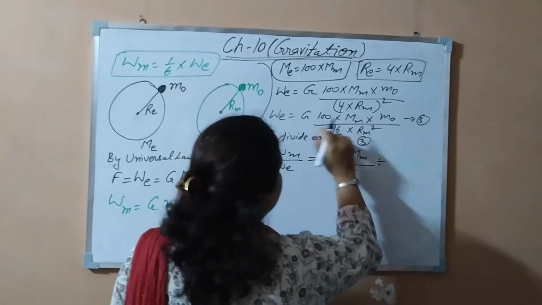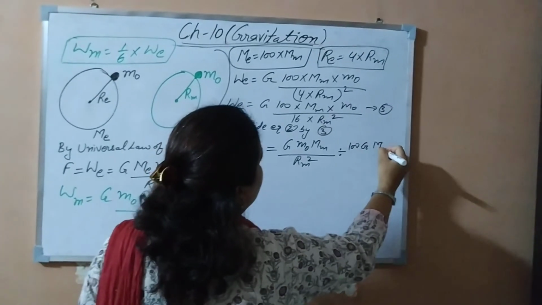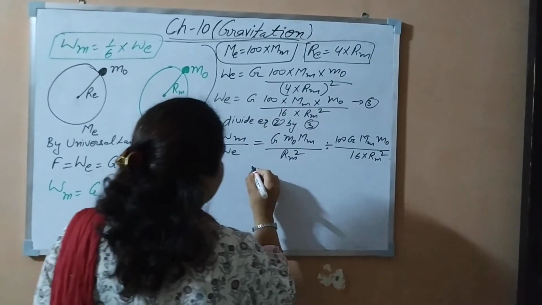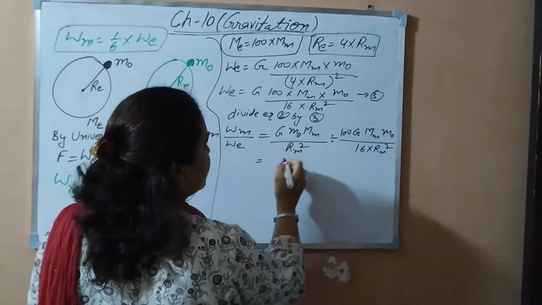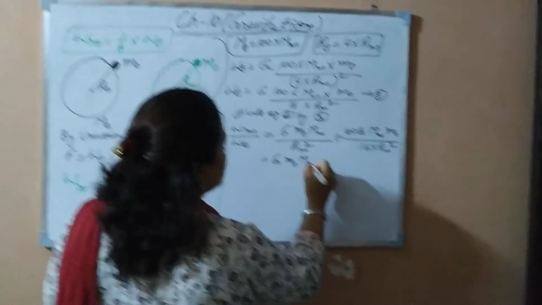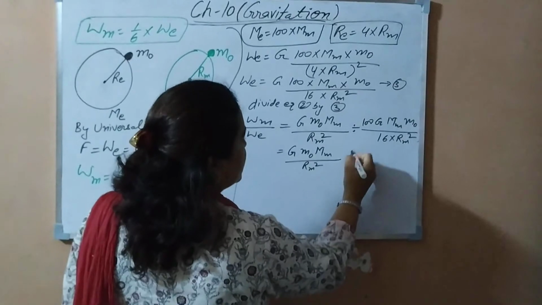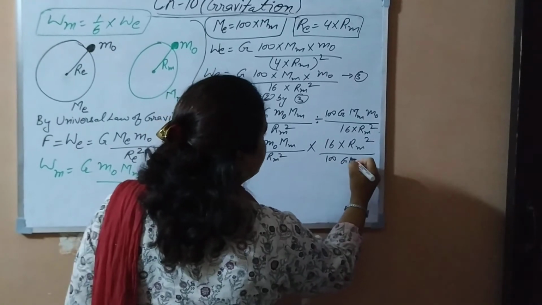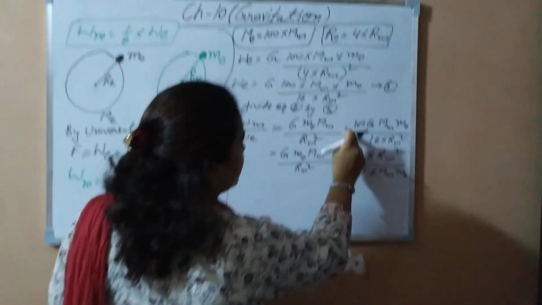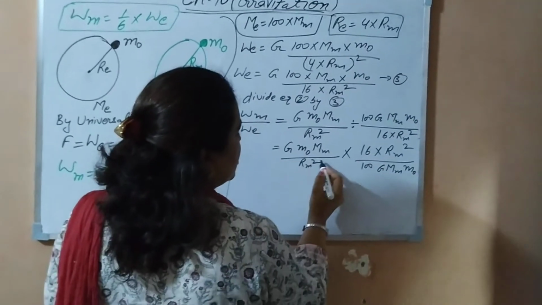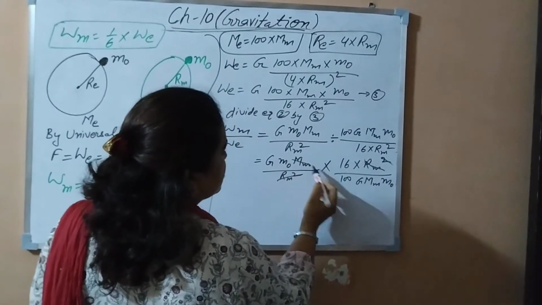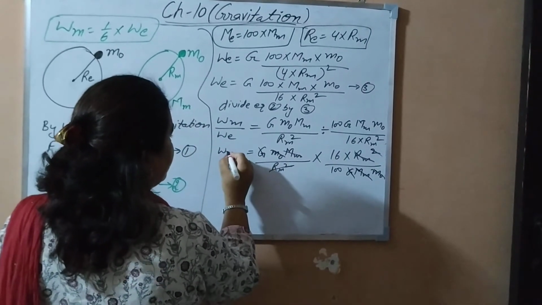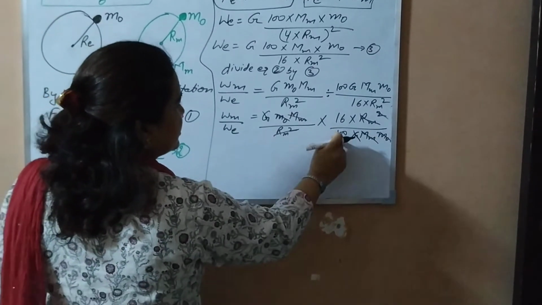In the next step, when we change from division to multiplication, the fraction gets inverted: mass of object, mass of moon, radius of moon squared, multiplied by 16 R_m squared upon 100 G, mass of moon, mass of object. R_m squared cancels, mass of moon and mass of moon cancel, mass of object cancels, capital G and capital G cancel. So what we have got is that weight on moon upon weight on earth is 16 by 100.